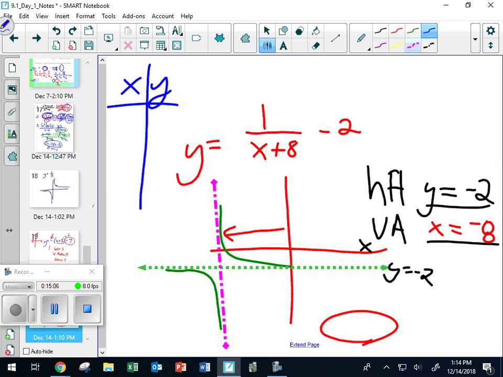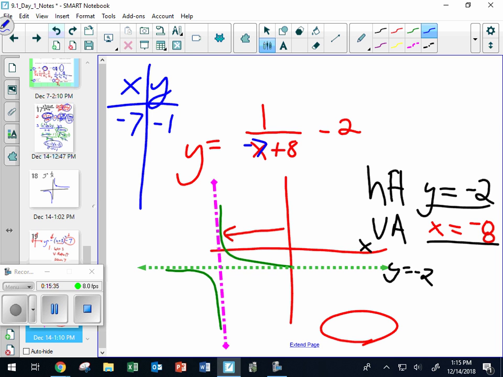So you pick some nice number that'll work nice. Do you agree that 9 does not work nice? It's 1/17 minus 2. Pain in the butt. Don't want to do it. So don't pick 9. What's the smart number to pick? -7. I like it a lot, because then I'm going to have 1 over 1, which is 1. 1 minus 2 then gives us -1.